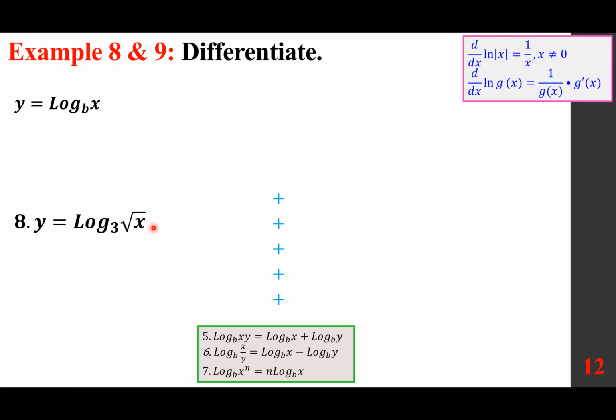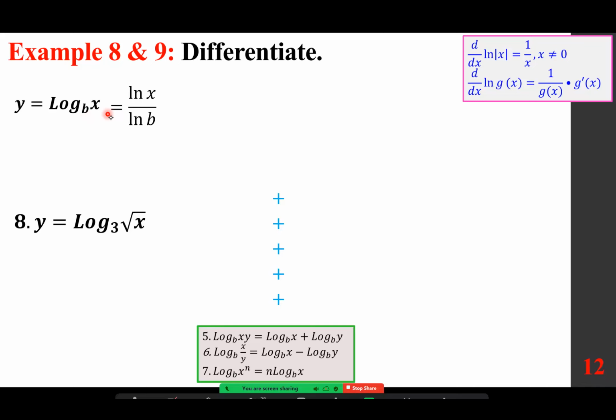If we have a log with any other base, we're going to use the change of base formula with the natural log. So we're going to write this as ln x over ln b. Please understand ln b is a number. So ln x divided by ln b. We're going to write this as 1 over ln b times ln x. This we know how to handle. 1 over ln b is a number, so that remains unchanged. So if I want to differentiate this, this part is a number, so that remains the same. Ln x is 1 over x.